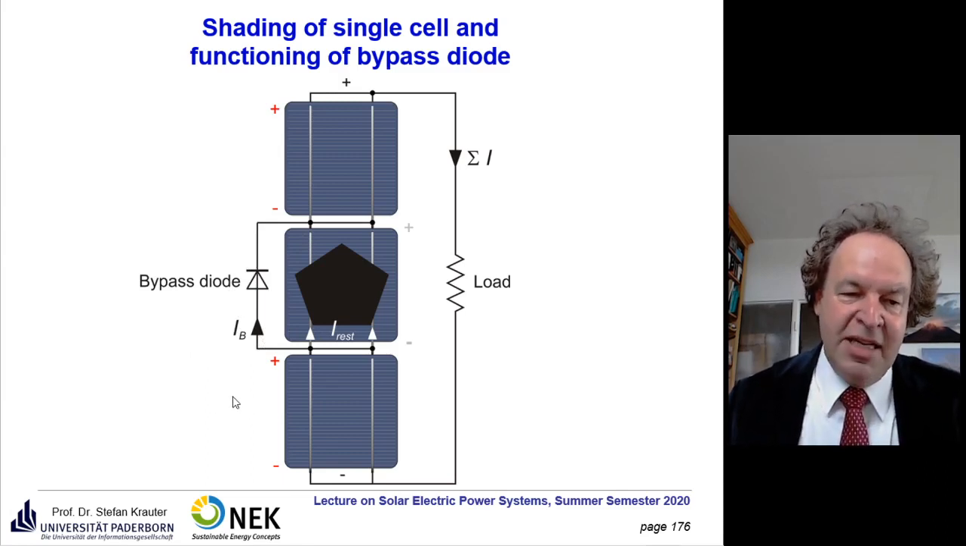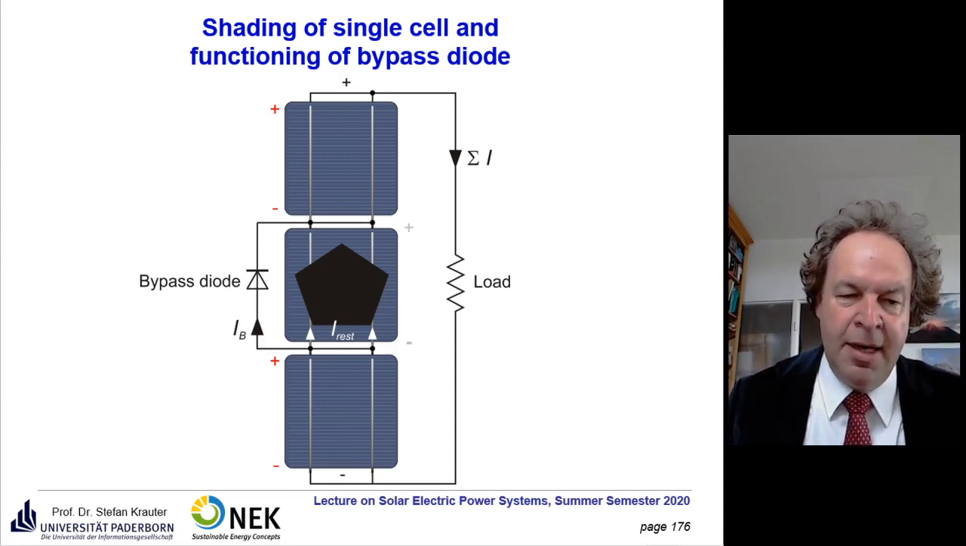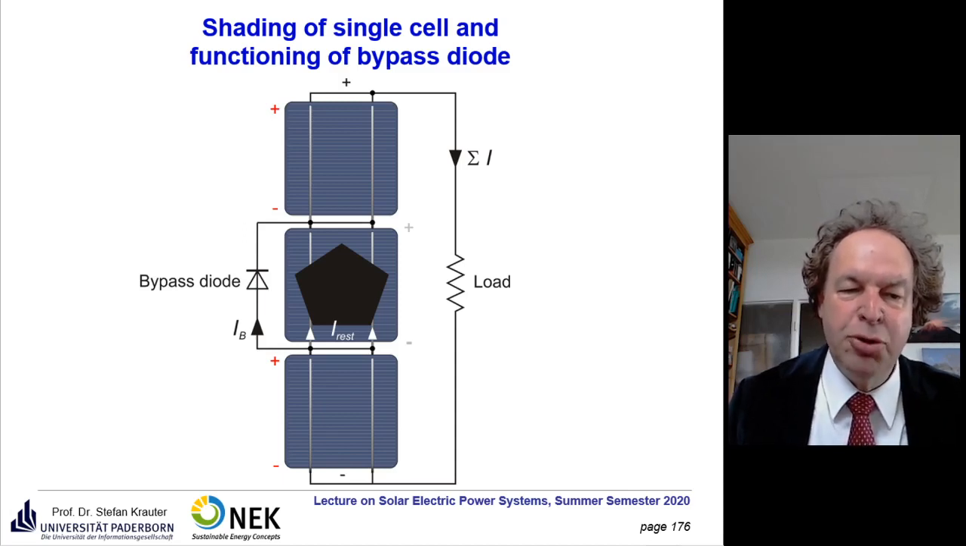Usually it would be best if you would apply a bypass diode to every single cell, but it's rather expensive and the manufacturing is quite complicated. So what has been done by the industry is they apply a bypass diode to every string or every two strings, and they put them into the terminal box. This you see here in the next lecture.